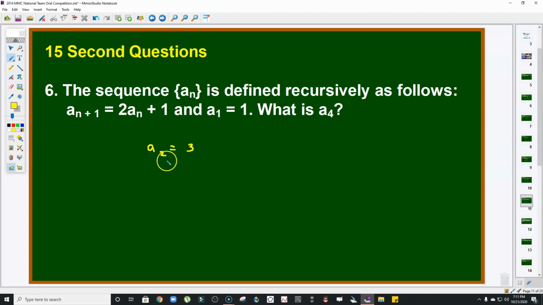See that? Next, if n is 2, that will be a sub 3 equals 2 times 3 plus 1, that will give you 7. And lastly, to get a sub 4, we let n equal 3. So a sub 4 is equal to 2 times a sub 3, that's 7, so that will become 14 plus 1, which gives us 15. Therefore, a sub 4 in problem number 6 is 15.